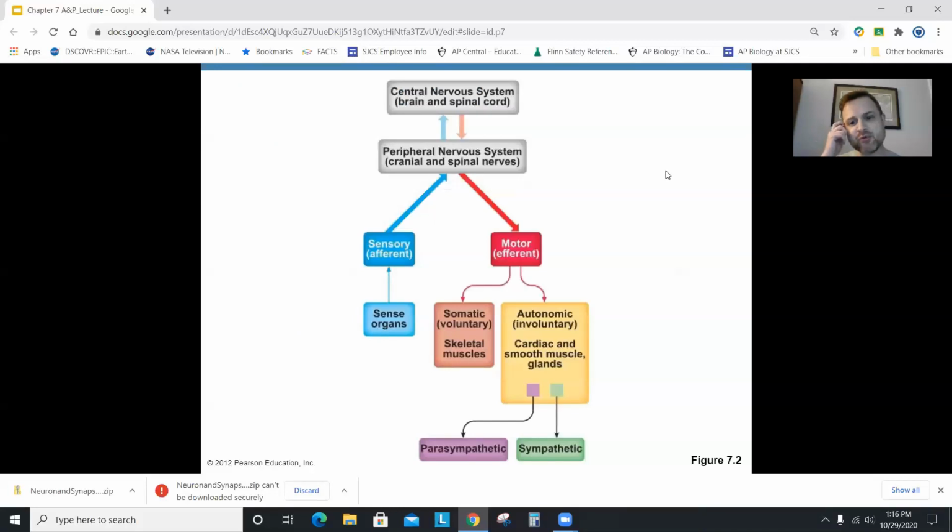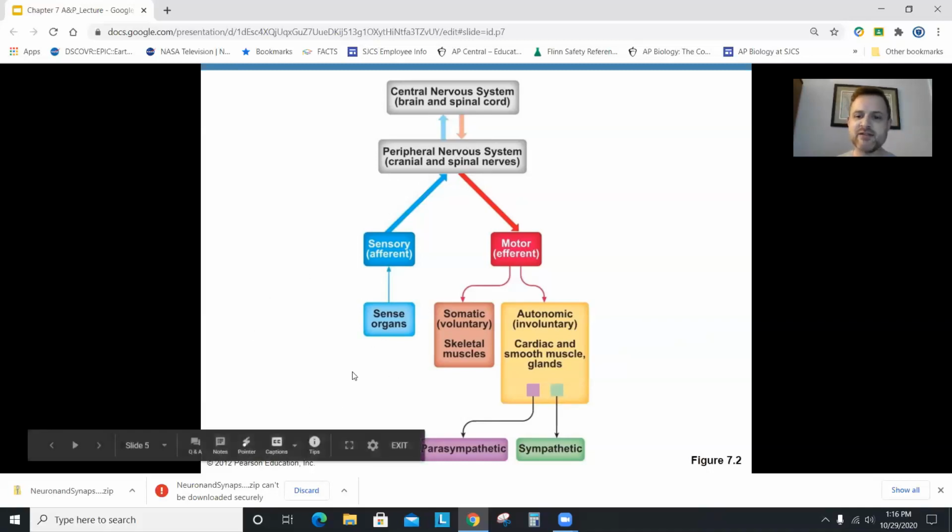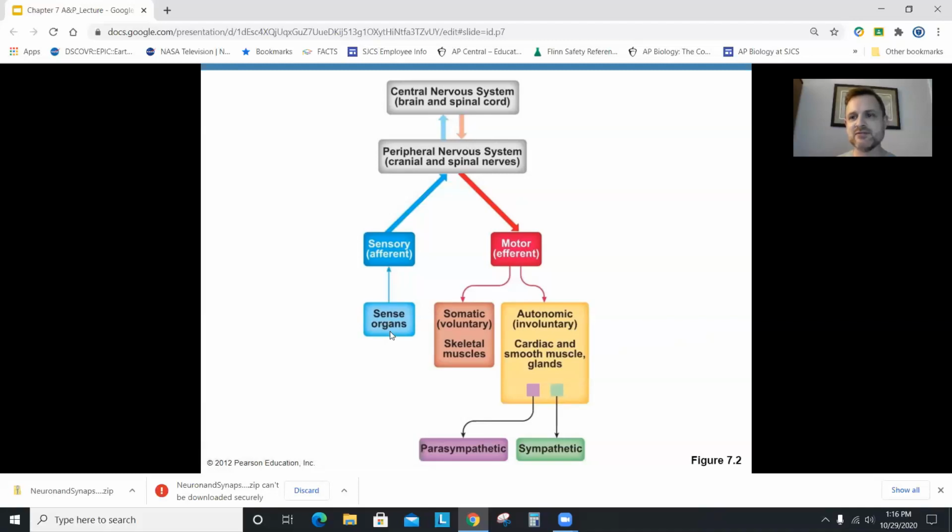So this diagram, we're going to go through this in some detail in a minute, but this kind of summarizes everything. Here at the top is your central nervous system, your brain and your spinal cord. The peripheral nervous system would be all the nerves that go through your body. So starting here on the left, your sense organs, your eyes, your ears, your taste receptors, your touch receptors, your nose, they detect signals. Those signals are called afferent, with an A.